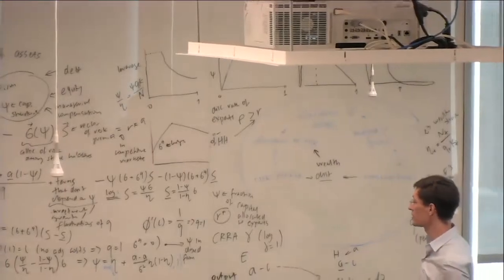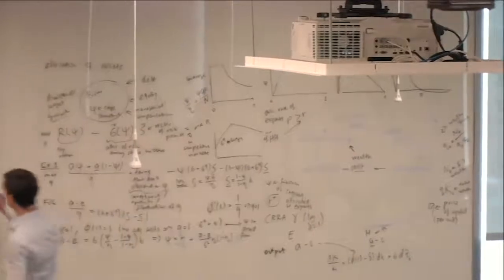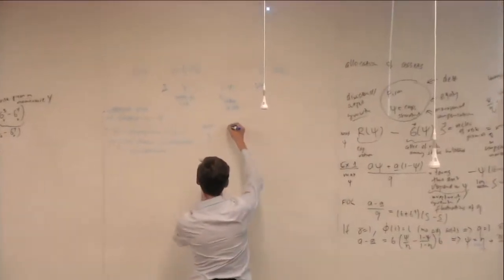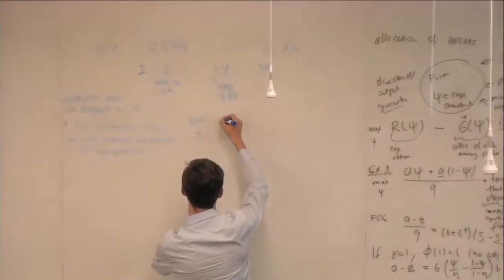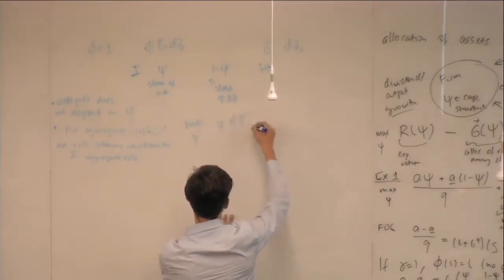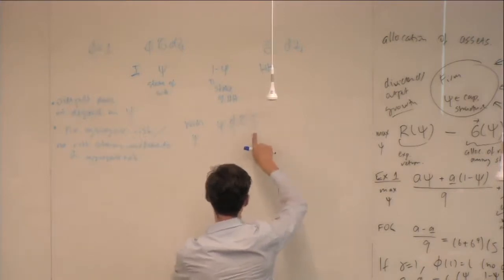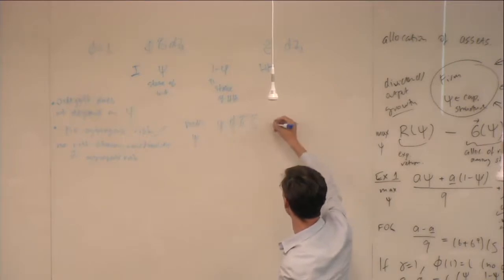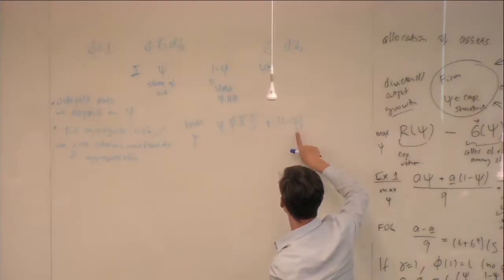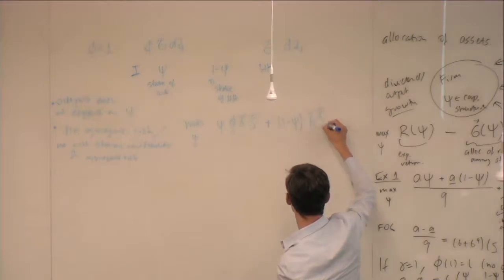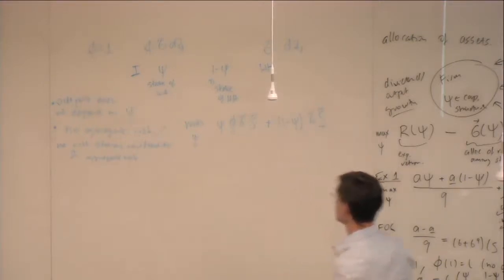Okay. So in that case, we are trying to minimize by choosing psi. This is the risk that intermediaries are exposed to. And intermediaries have some risk premium on idiosyncratic risk, zeta tilde. This is the share of households, this is the idiosyncratic risk that they're exposed to, and this is their risk premium on idiosyncratic risk. So you basically want to minimize this.